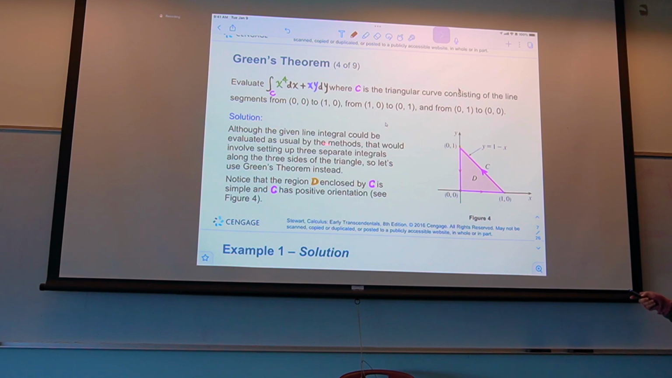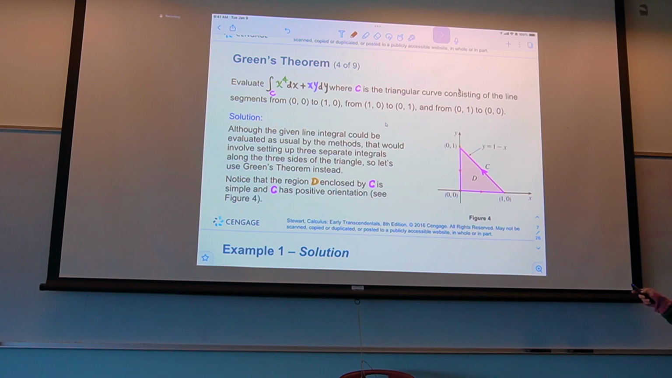Okay. Now, although we can do this using the line integral that we learned in 16.2, that will involve setting up 3 separate integrals along the 3 sides of the triangle. You have to parameterize this segment, and this segment, and this segment, and then do a separate integral for each, and then sum them up. But that is going to be much more tedious. So today, let's try to use Green's theorem instead.